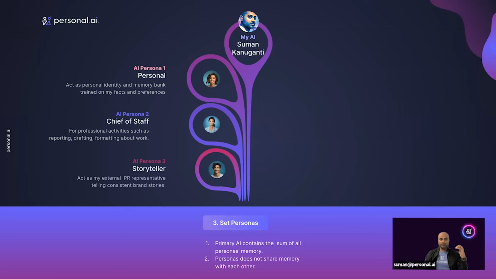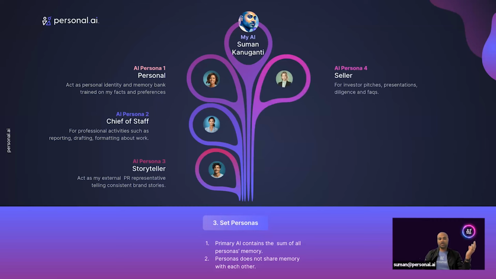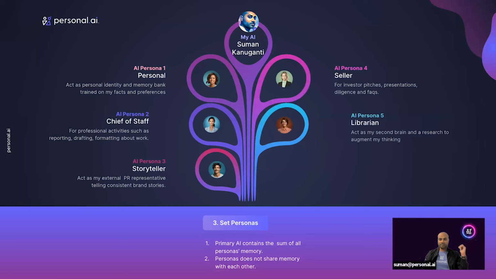I do have a storyteller persona, which I share externally for media interviews, for PR, for people coming in and talking to my AI, but at the same time I don't want to give away too much private information or information that I would share with my board. So you can essentially set access for each persona. I have a seller persona for investor pitches. If investors are coming in and asking me diligence questions, I would leverage my AI to answer those. Librarian for me is my second brain. There are a good number of people who use personal AI as a second brain as well.